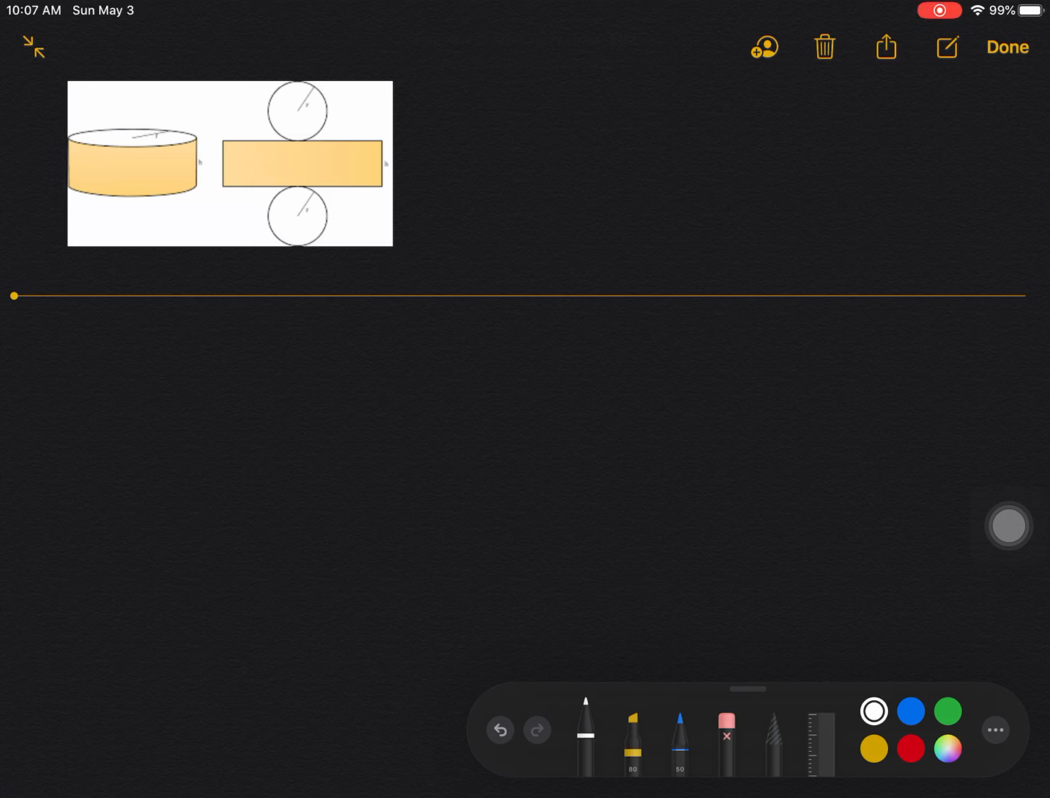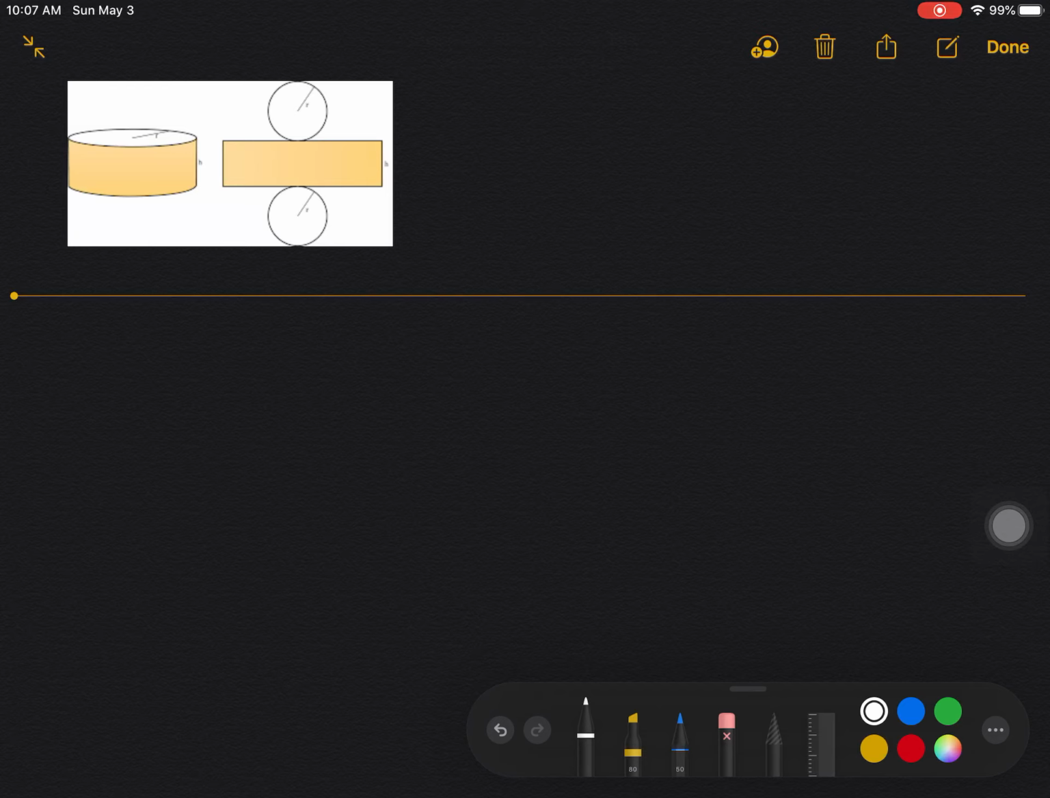So this week we're going to be talking about the surface area and volume of cylinders. So we're going to start with surface area. Now remember that we already talked about how surface area could be considered the amount of wrapping paper or construction paper that you would need to exactly cover an object.